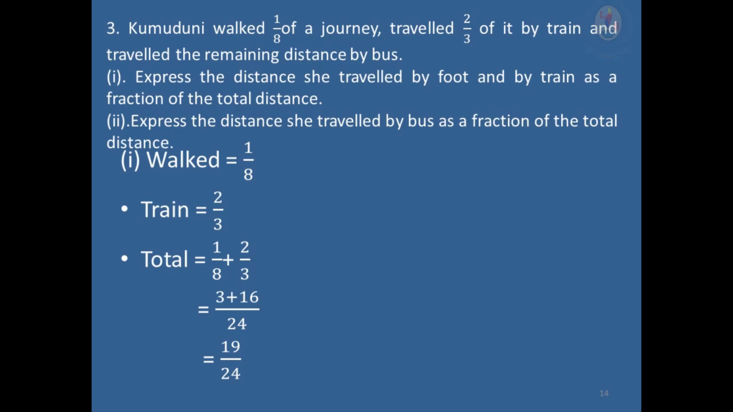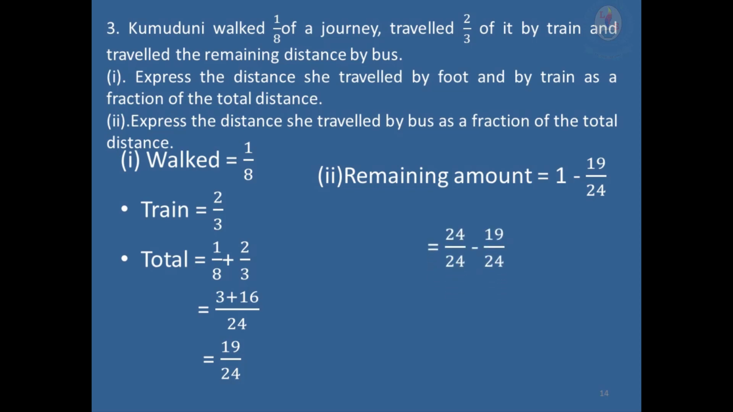Now need to take the remaining distance. It's given that the remaining distance is by bus. She travelled the remaining distance by bus. Then subtract 19/24 from 1. 1 means 24/24 minus 19/24. Then the answer is 5/24.